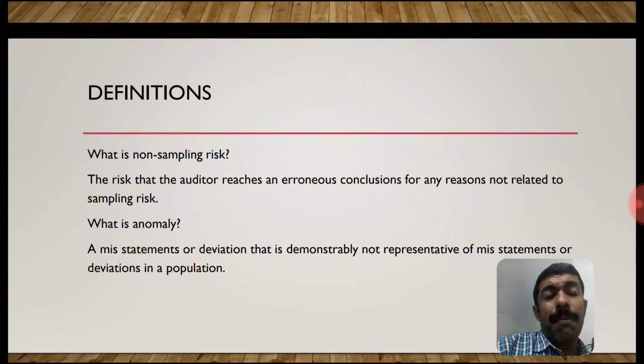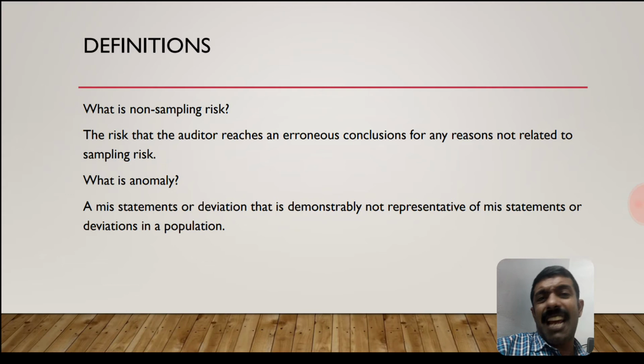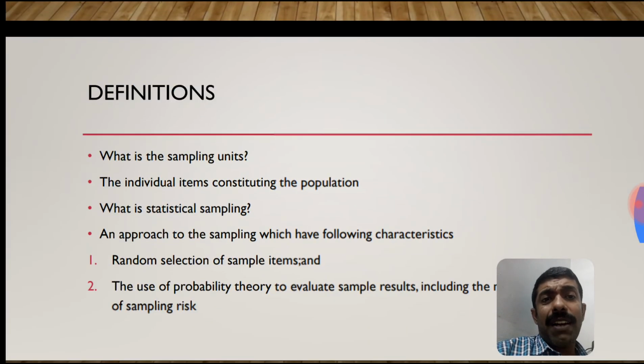What is non-sampling risk? It is defined in a negative way. The auditor reaches an erroneous conclusion for any reasons other than the sampling risk. Whatever the erroneous conclusions the auditor is held responsible for, that kind of risk is called non-sampling risk. What is an anomaly? A misstatement or deviation that is demonstrably not representative of misstatements or deviations in the population, a hidden kind of bug, that is called an anomaly. What is the sampling unit? The individual items constituting the population are called sampling units.